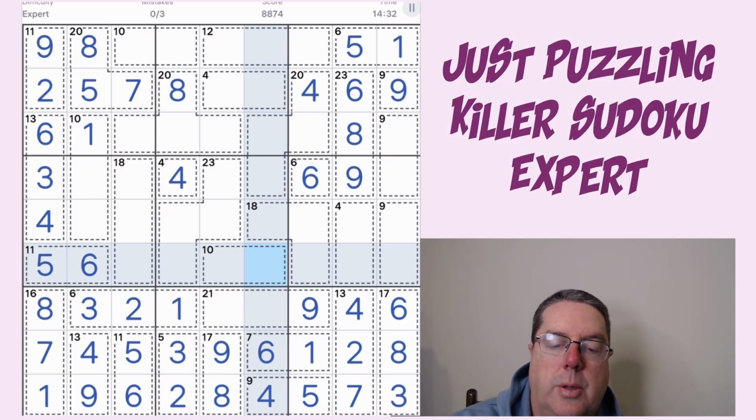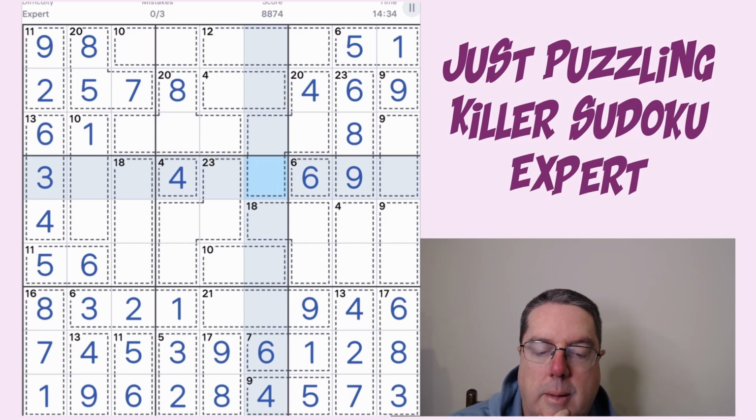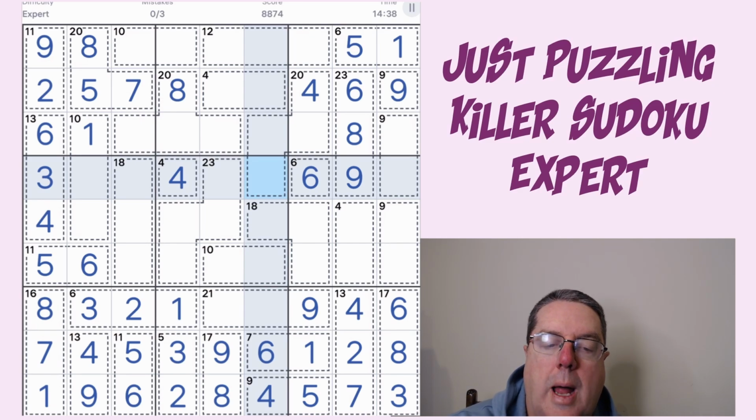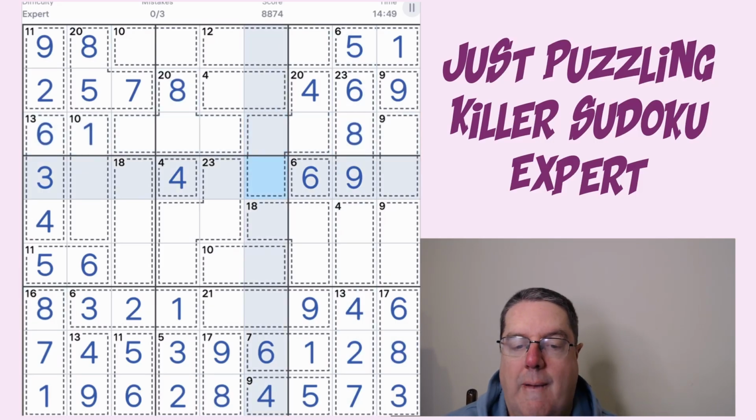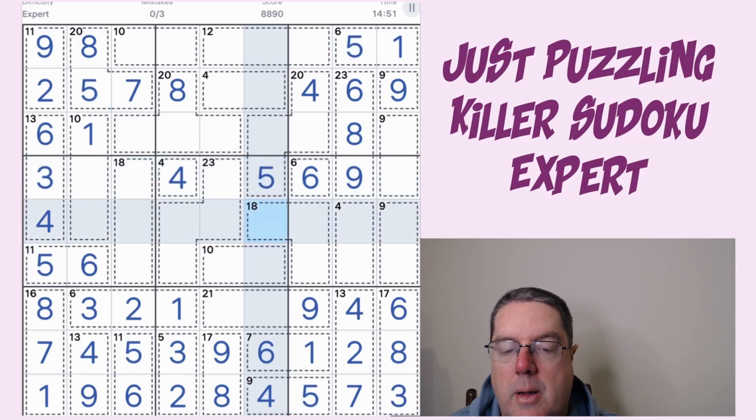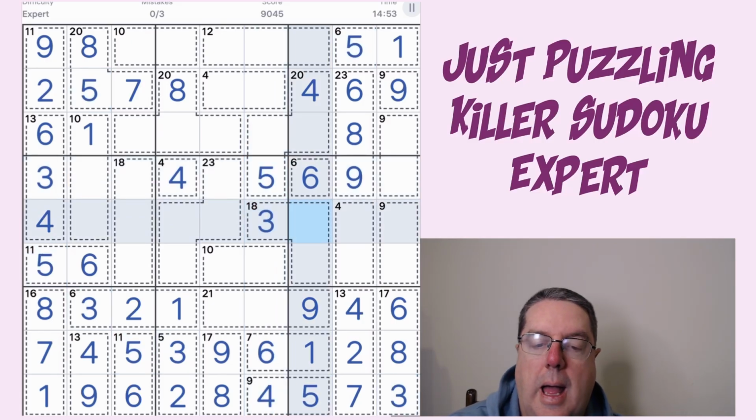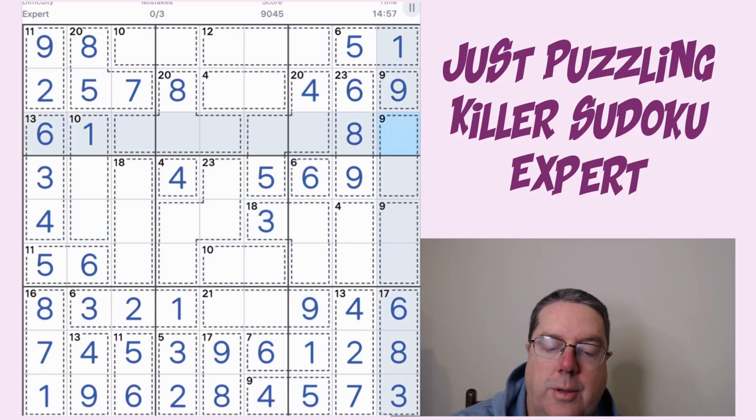So this is either 5 or 1. If that's a 1, this would have to be 6 and 9. Can't be 6 and 9 because of the 6, and or 8 and 7 can't be that. So that's not a 1. So that's going to be 5. 3, 8 and 7 there, which will mean that's a 7 there.